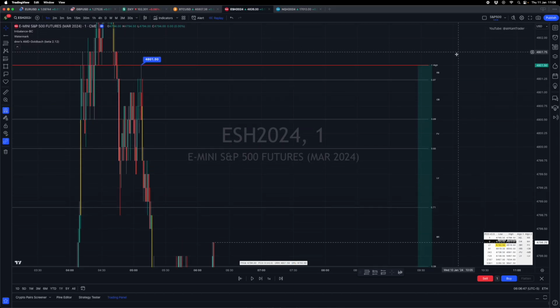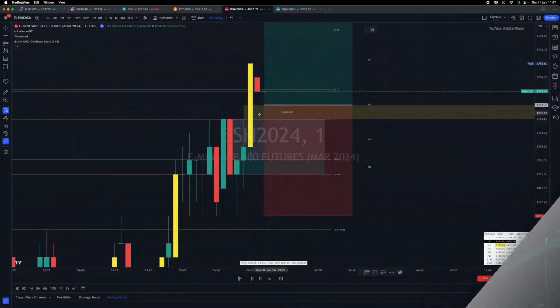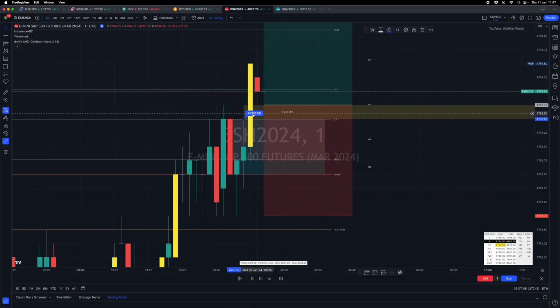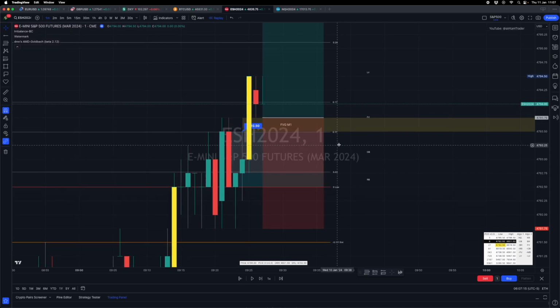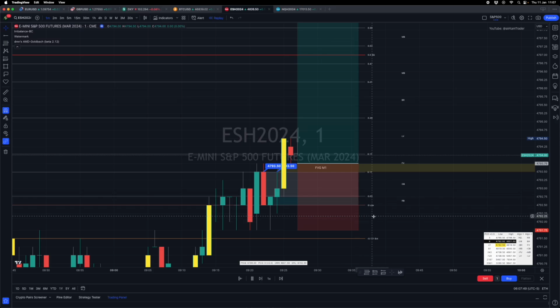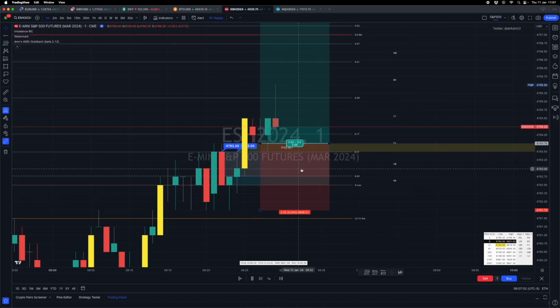Let me zoom in. There you go. There's your high. This is the bottom of the fair value gap, 4793.5. This is the bottom of the Goldbach fair value gap partition. The exact same number. Which is also the top of the order block range. Let's play price through. We were tapped in.